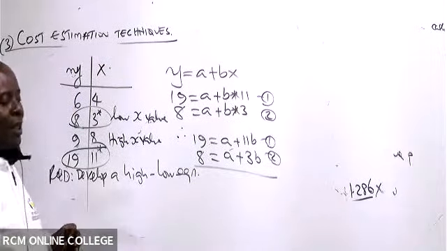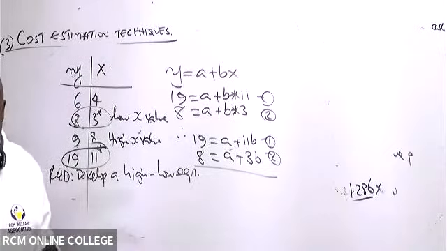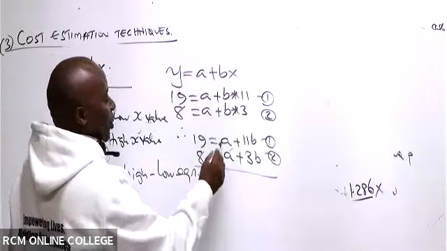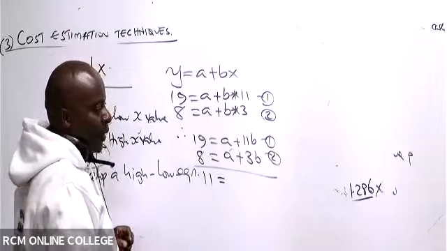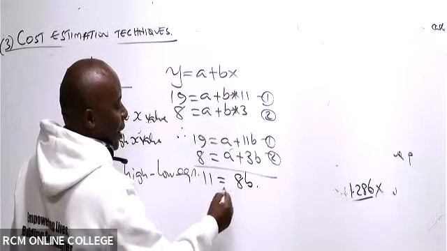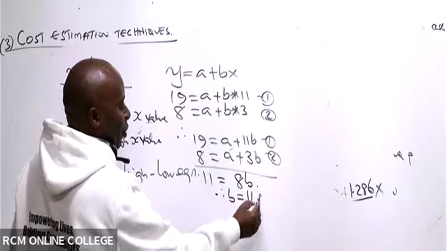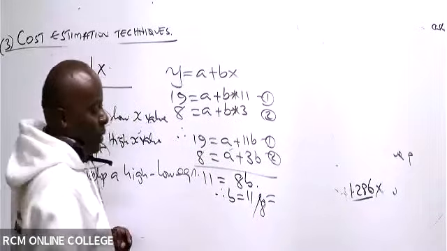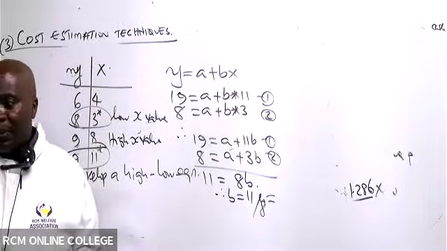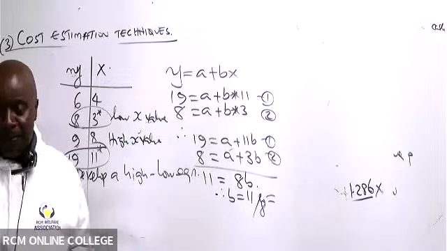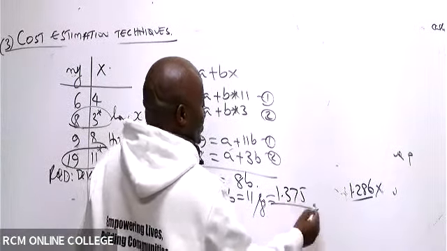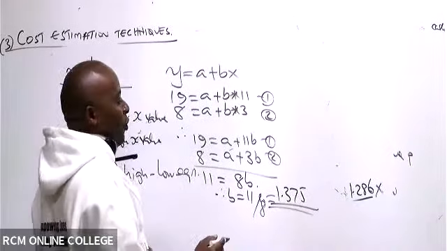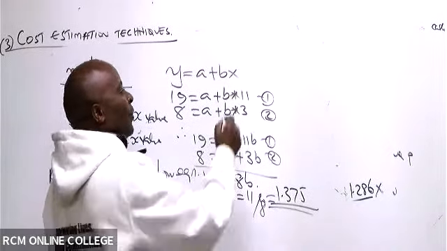So 19 minus 8, ladies and gentlemen, gives us 11. So a disappears. 11b minus 3b gives me 8b, isn't it? 8b. And therefore b will be 11 over 8. Is there somebody who was able to get this answer? What did you get? 1.375.